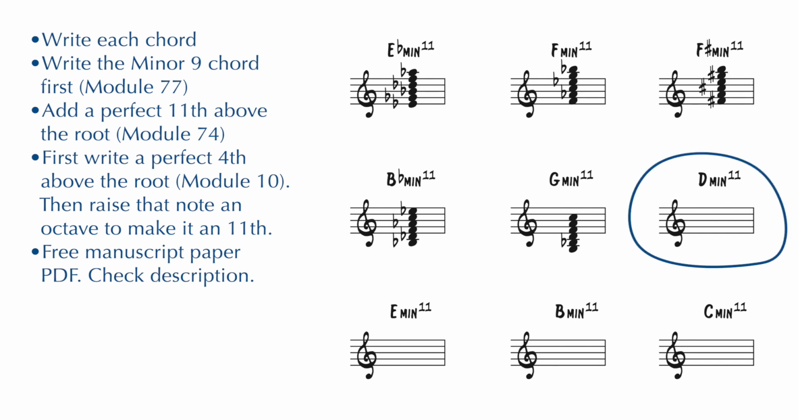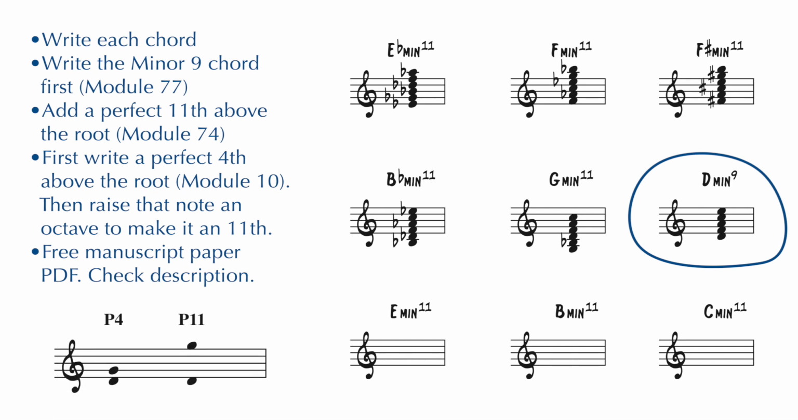Number 6, D minor 11. First write a D minor 9 chord. That'll be D, F, A, C, and E. Now we add the perfect 11th above the root. First we write a perfect 4th above the root. The root is D. Perfect 4th above that is G. Take that G, raise it an octave, and there's our 11th. And now we have D, F, A, C, E, and G.